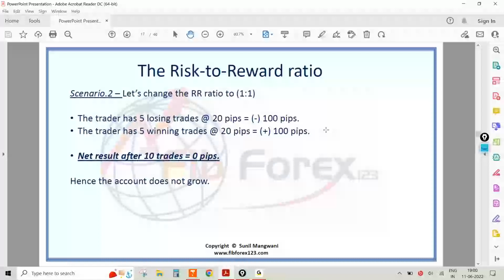Let's change the risk to reward ratio to 1:1. I'm maintaining the same win loss ratio. So 5 losing trades, 20 pips each, I lose 100. 5 winning trades at 20 pips each, risk to reward ratio is 1:1, I win 100 pips. Net result after 10 trades, 0. My account did not grow.